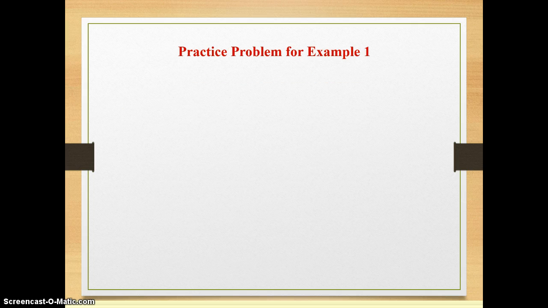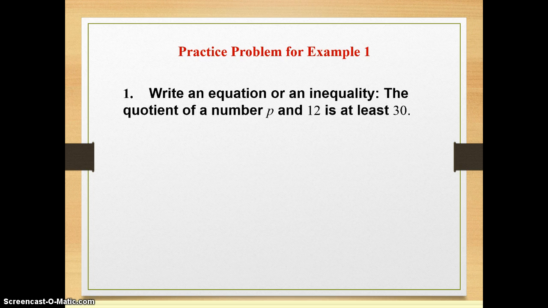Let's do some more practice problems modeling the same examples. Number 1. Write an equation or an inequality. The quotient of a number p and 12 is at least 30. So the quotient implies division, and at least implies greater than or equal to. So our answer is p divided by 12 is greater than or equal to 30.